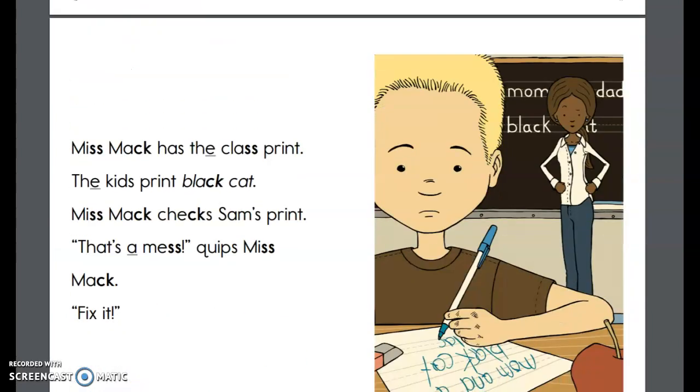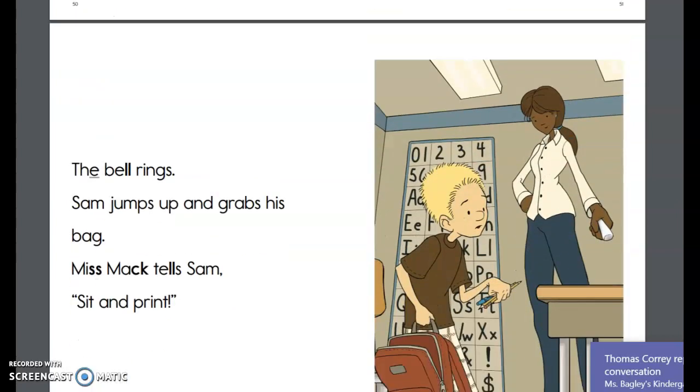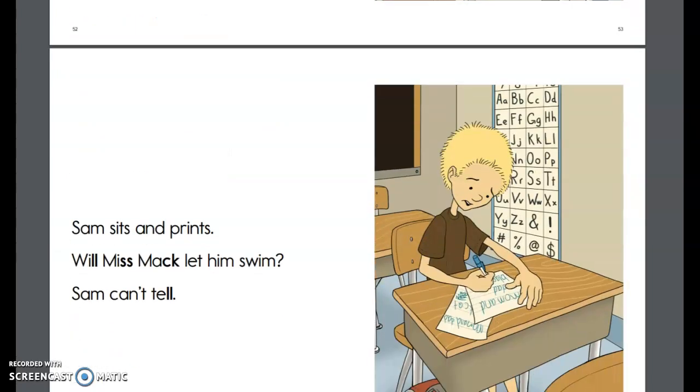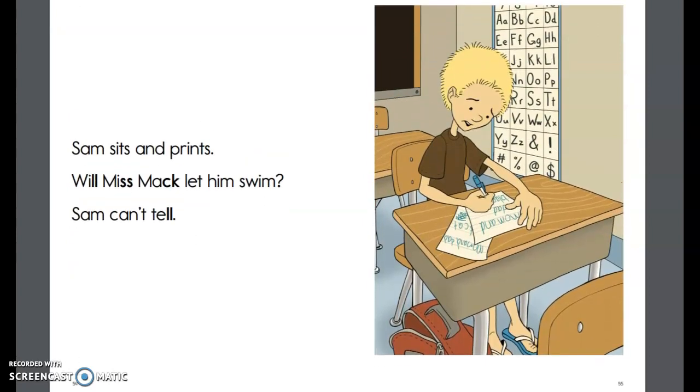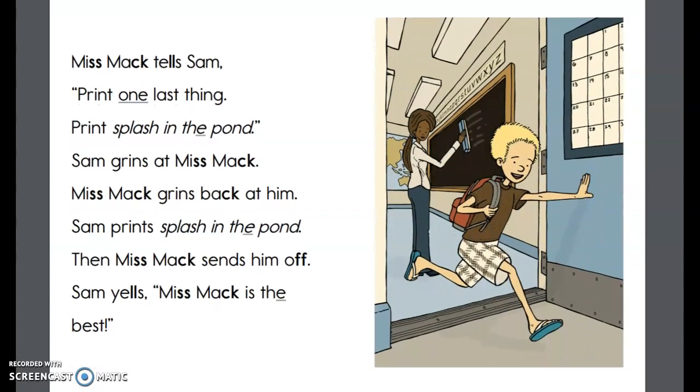All right, let's go to the next page. Pause the video and read. Beautiful. Let's go to your next one. Pause and read. Next one. Pause and read. And the last page. Pause and read.